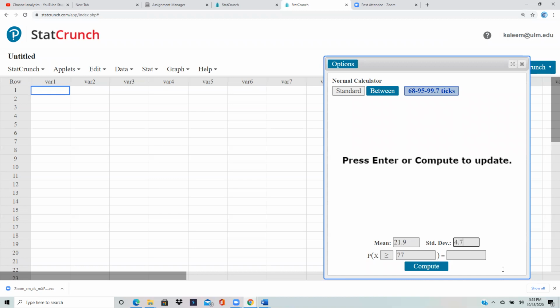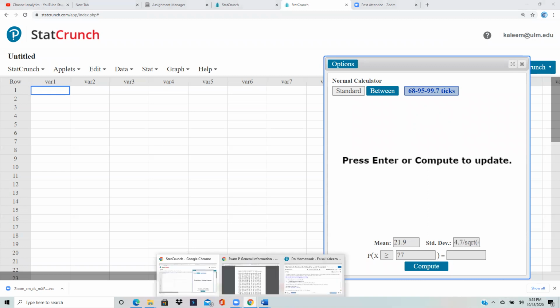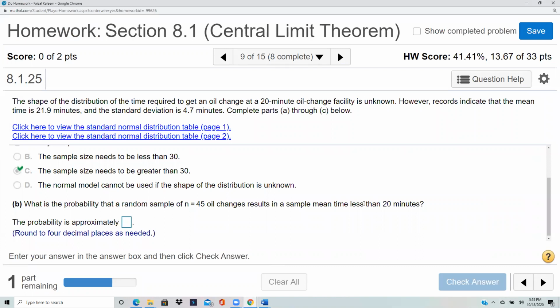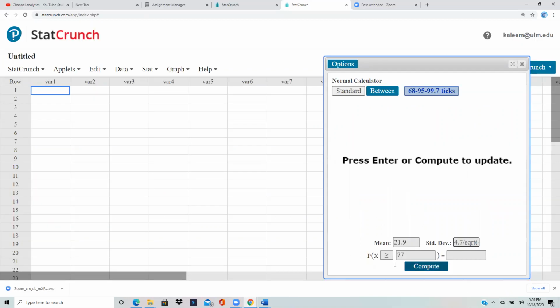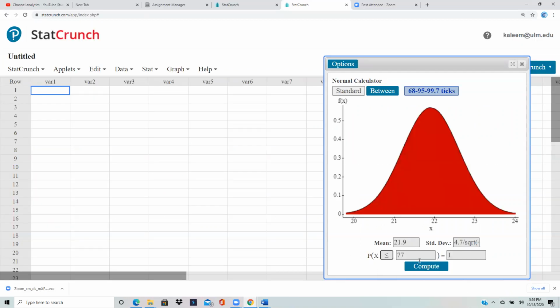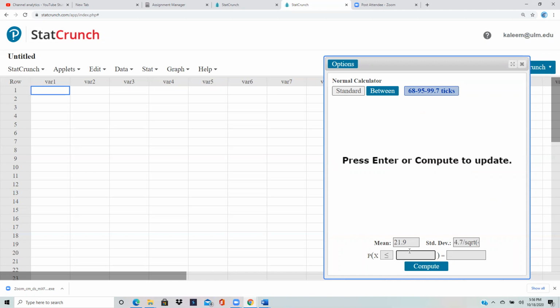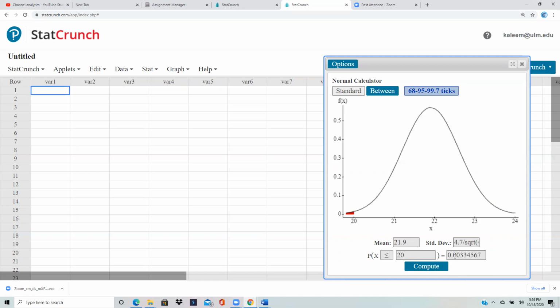So you can just write 4.7 divided by SQRT. SQRT is the standard notation for square root, 45 in parentheses. So that does the standard deviation for you. And the question was, what's the probability that the time is less than 20 minutes? So you would change it to less than 20. 0.0033.